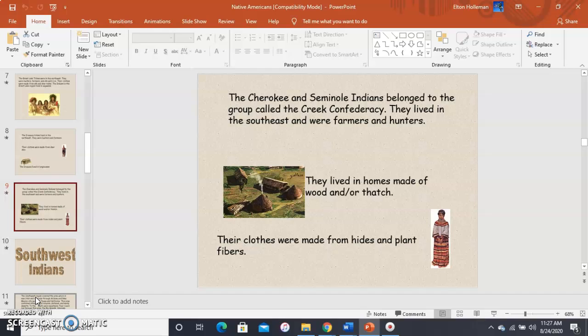Cherokees and Seminole Indians belonged to a group called the Creek Confederacy. They lived in the southeastern part of what is today the United States, northern North America. So they were farmers, hunters, and gatherers, and they lived in homes made from wood and thatch. Their clothes were made, of course, from hides and plant fibers.